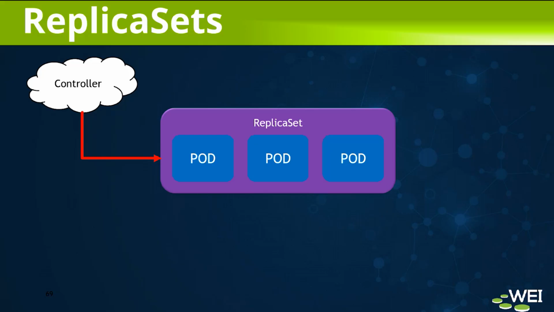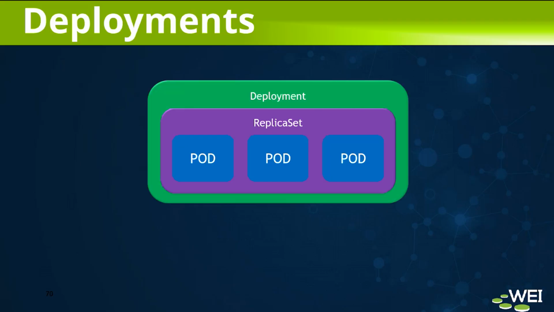Now, replica sets are great for scaling our applications, but in order to manage the entire lifecycle of our application, we need to create deployments. As we can see, when we spin up a deployment, we're actually spinning up a replica set that's now under the management of a deployment. But now, with deployments, we have access to rollout, upgrade, and rollback strategies that allow us to operate and maintain our applications with near zero downtime.